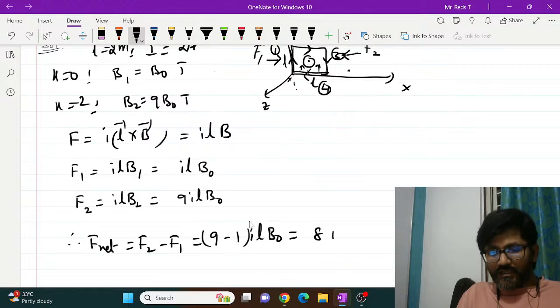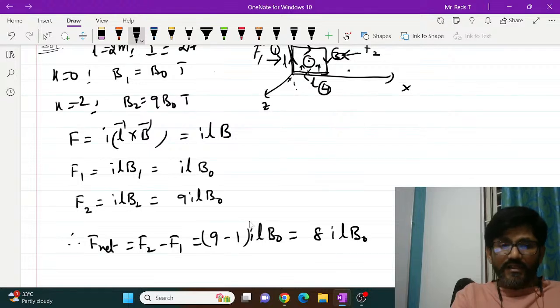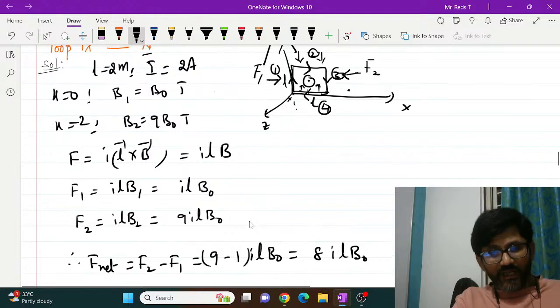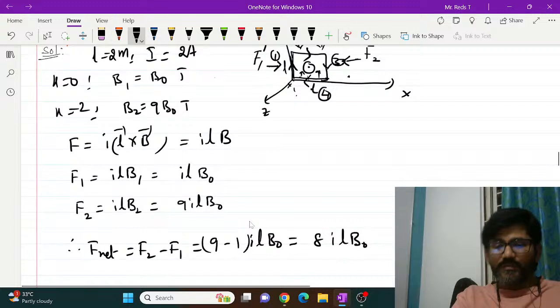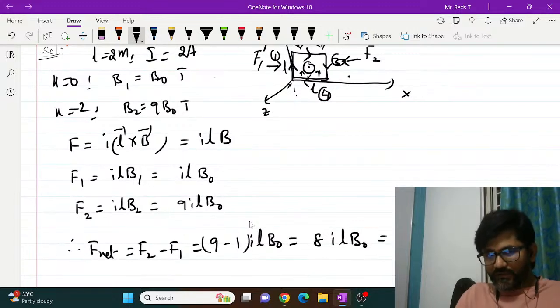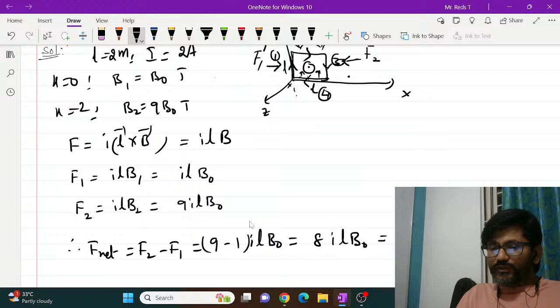So it is 8ILB0. The numerical values of L and I are given, and B0 is also given. So you have to substitute and find out the final answer. It is equal to 8 into I is 2 ampere, L is 2 meter, B0 is 5 Tesla. So 2 into 2, 4, 4 5s, 20, so into 8, 160. It is equal to 160 is the force.